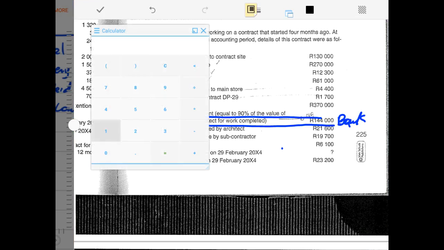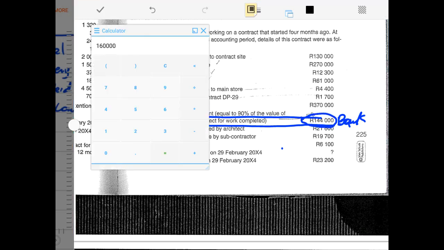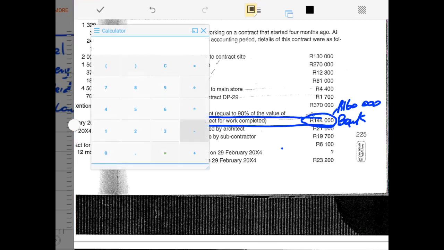So now in other words, we have to say 144,000 rands, we divide it by 90%, which is 0.90. Then this will give us the original amount, or the value of the work that was certified, because this is the cash that was received for the work that was certified. However, the value of the work that is certified is the one that appears now as 160,000 rands. That means the value of the work that was certified was 160,000, but we received 144,000 rands.